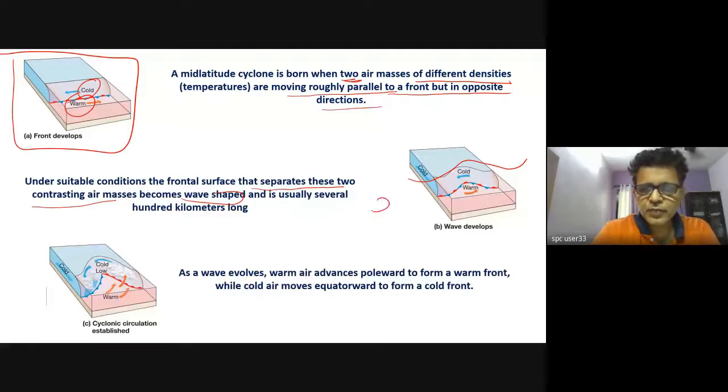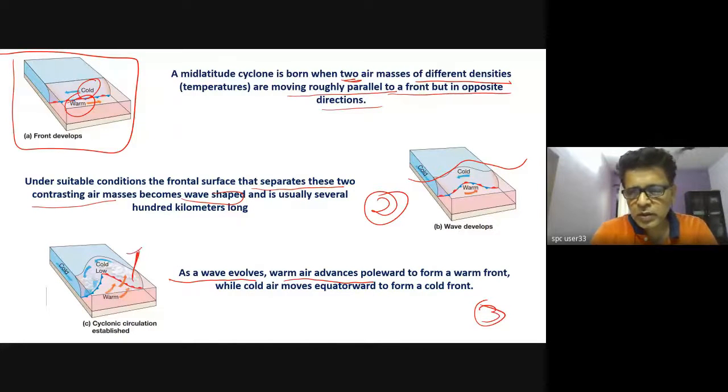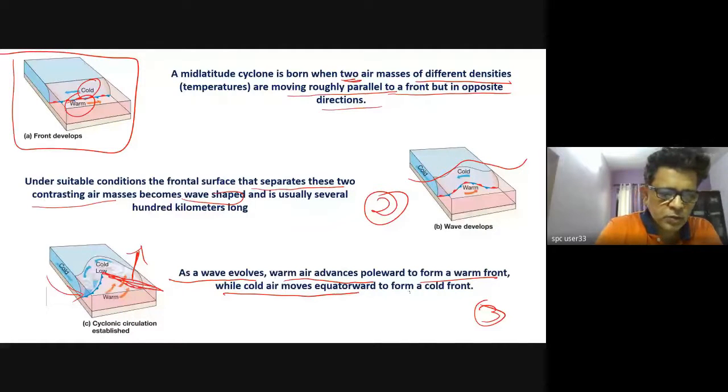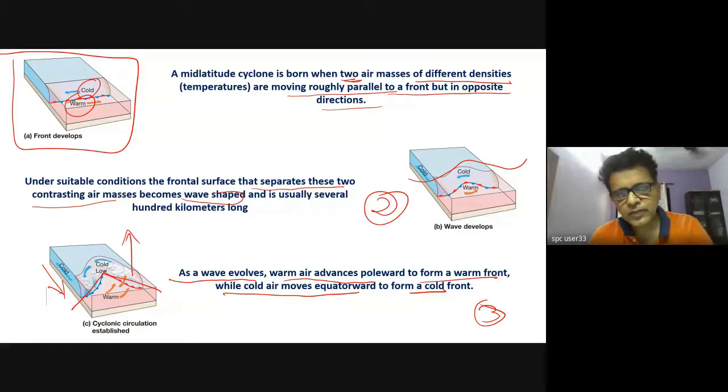That's the second stage. The third stage is where the wave evolves: warm air advances polewards, this part, to form a warm front. This is the warm front, while the cold air moves in equatorward to form the cold front. So, cold front, warm front. If I'm to redo it, this is the cold front which is moving toward the equator. This is the warm front which is moving towards the poles, the third stage.